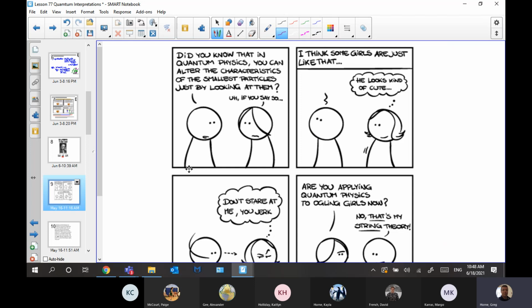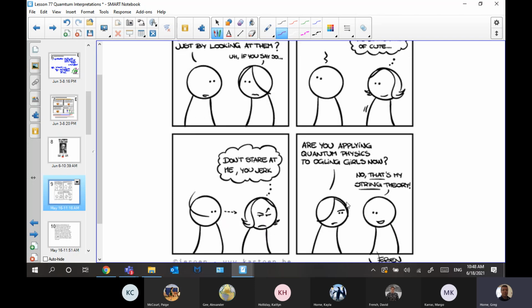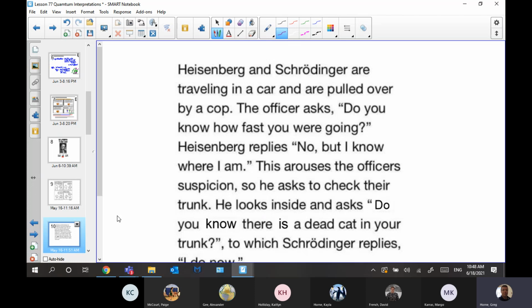Do you know in quantum physics you can alter the characteristics of the smallest particles just by looking at them? If you say so. I think some girls are just like that. I don't know if this one looks. I don't know. This is. No, it's kind of lame.